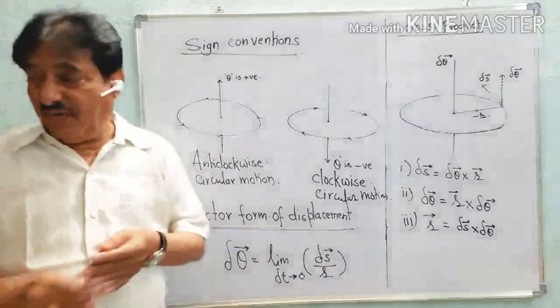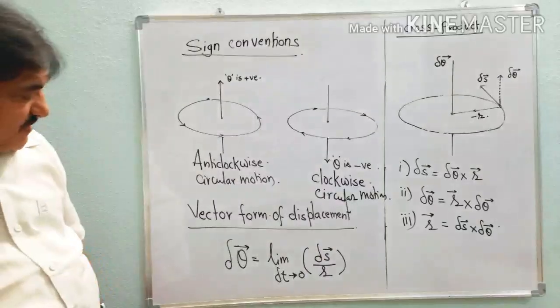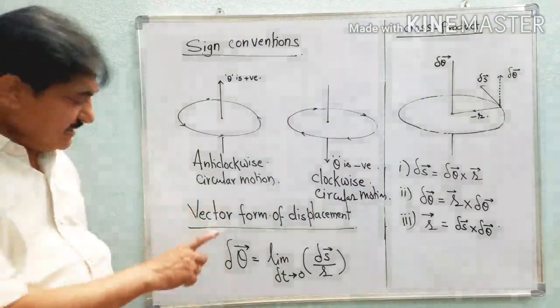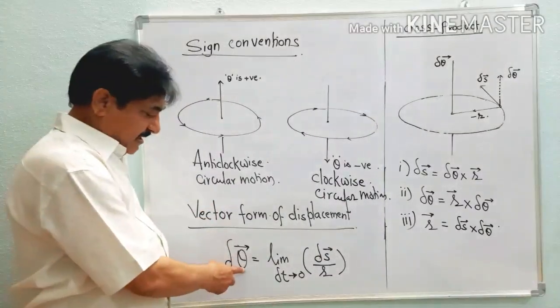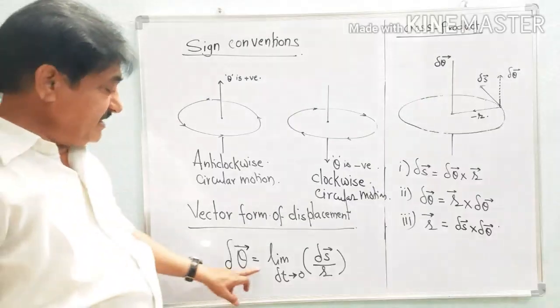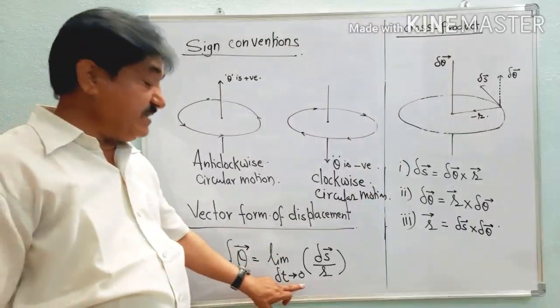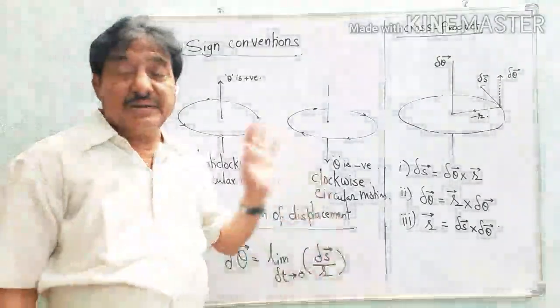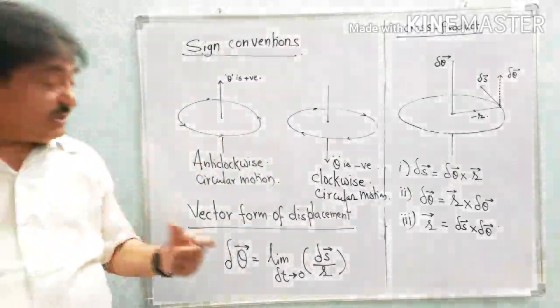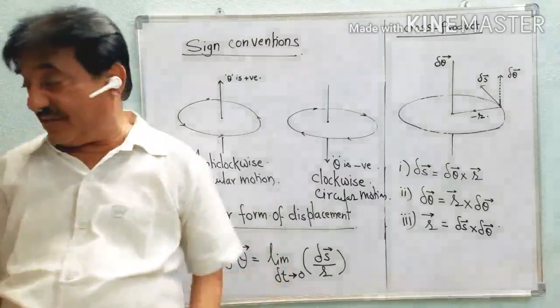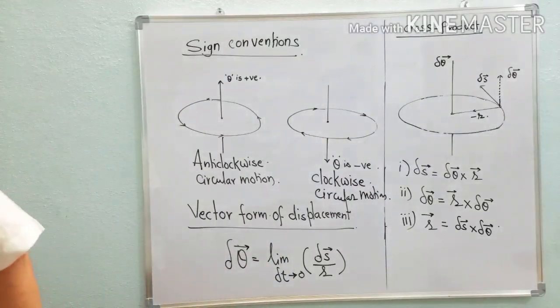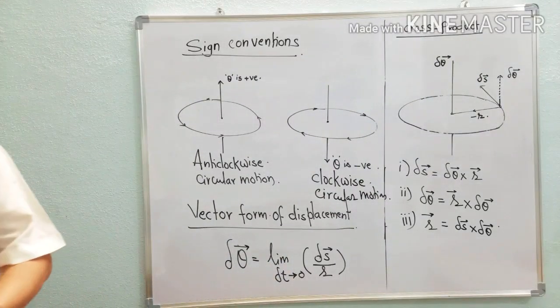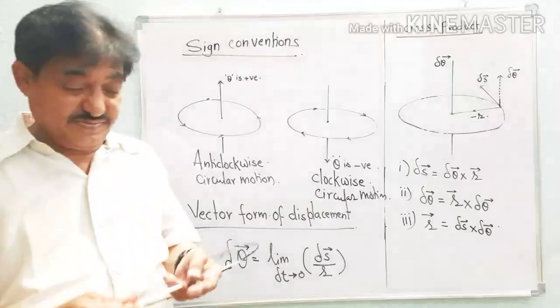So the vector form of the displacement is defined as delta theta or d theta is equal to limit delta t tends to 0 of ds upon r. This form is known as the vector form of the displacement. So what is the meaning of this vector form of the displacement?